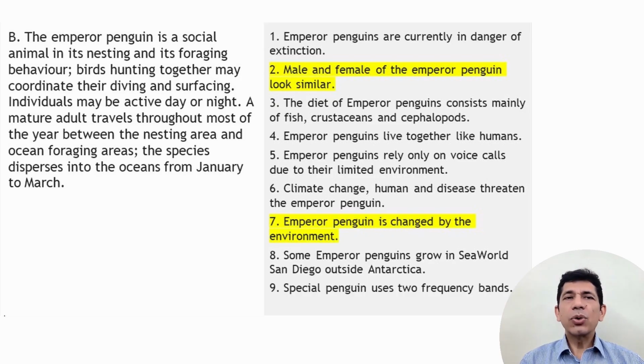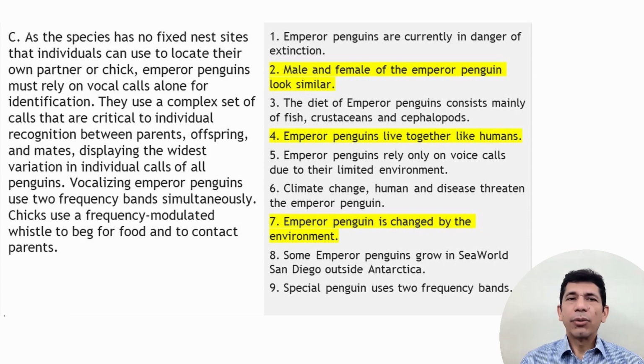Let's go to para B. Para B is about the social behavior of emperor penguins. Pause the video here and try to find the answer. And the answer is number 4. I have marked this and I will read it out for you. The emperor penguin is a social animal in its nesting and foraging behavior. So it is an inference question. And the statement is, emperor penguins live together like humans.